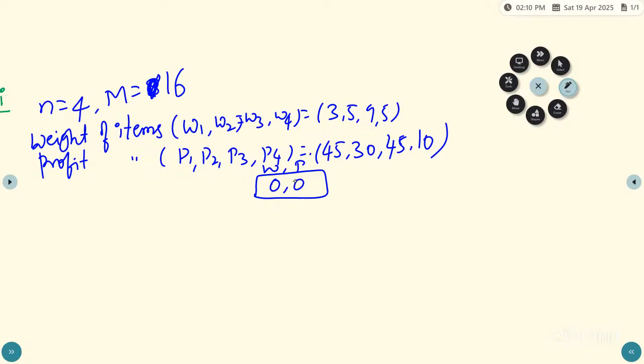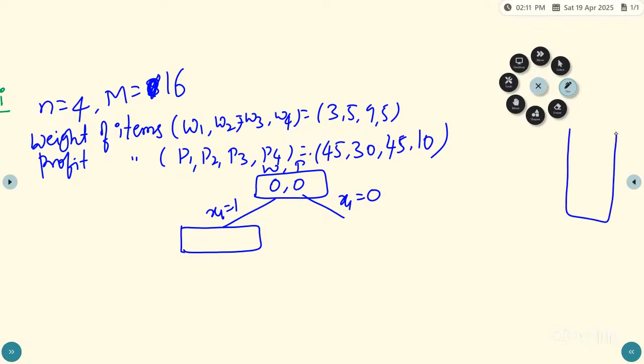ఇంకా ఏ items వేయలే bag లో. What is the capacity of the bag? Total capacity of the bag is 16 units. Right. So first assume that x1 is selected. First item selected means that the item x1 is placed into the bag.